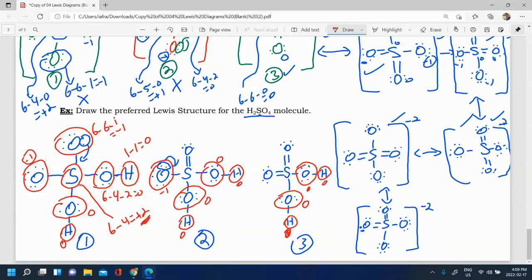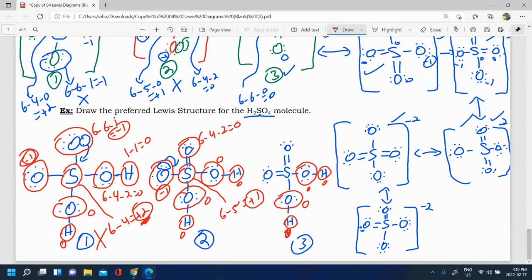Let's go take a look at this situation over here. We have, in this case, 6 minus 4 dots minus 2 lines, 0. Okay, so that's good. We have fewer non-zero charges. Let's just take a look at our sulfur here. So 6 minus 5 lines plus 1. So we really only have the -1 and the +1 as non-zero formal charges here. Whereas here we have the -1, the -1 here, and then the +2 here. So we have more formal charges in structure 1. So likely this will not be the one we're going to be using.